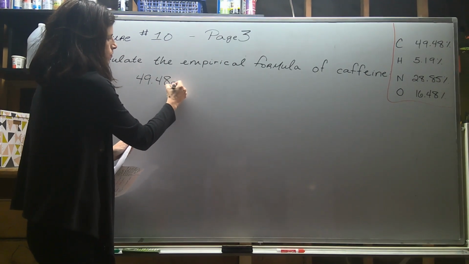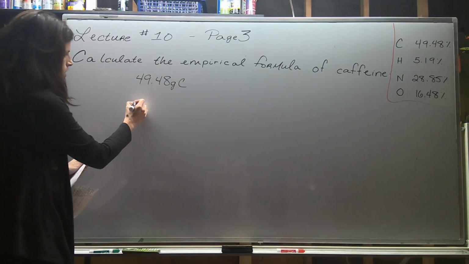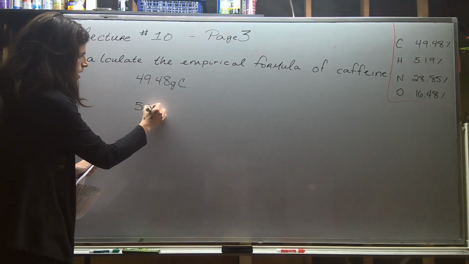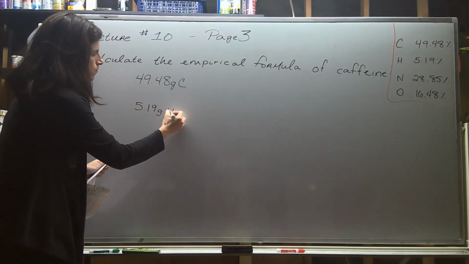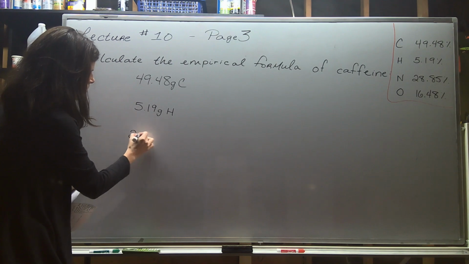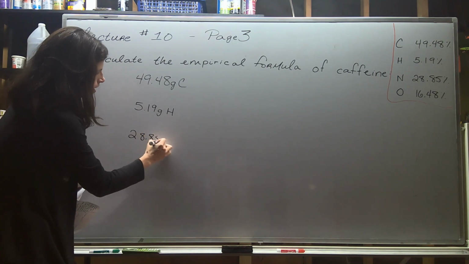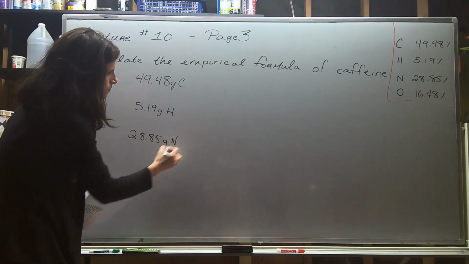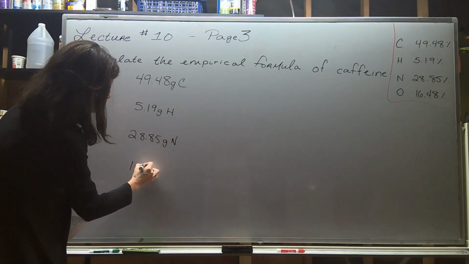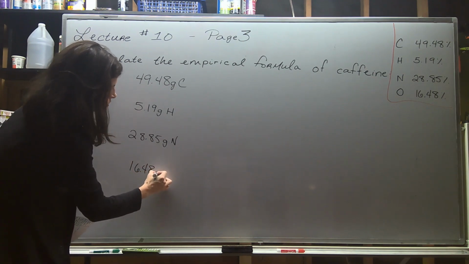49.48 grams of carbon, 5.19 grams of hydrogen, 28.85 grams of nitrogen, and 16.48 grams of oxygen.